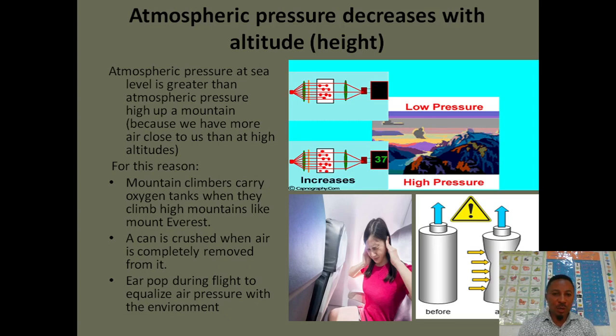Like I told you earlier, if you go up high on the mountain, you notice that the pressure there is low because you don't have much air there. The amount of air here is not as much as what you have down here. So as you keep going up, you have low pressure, but down you have high pressure. So atmospheric pressure at sea level is greater than atmospheric pressure high up a mountain, because we have more air close to us than at high altitude.